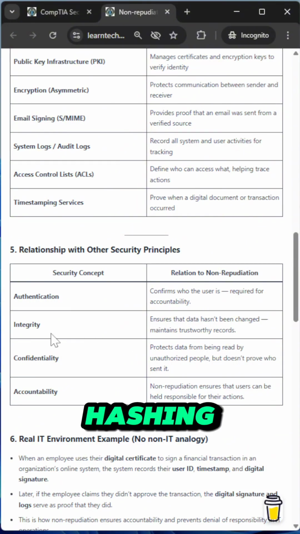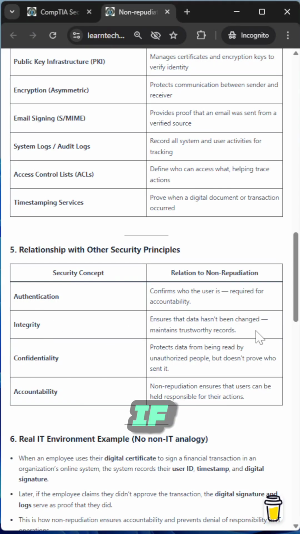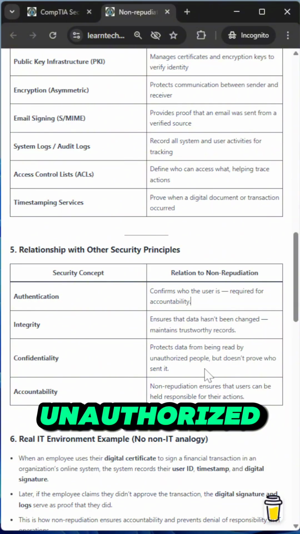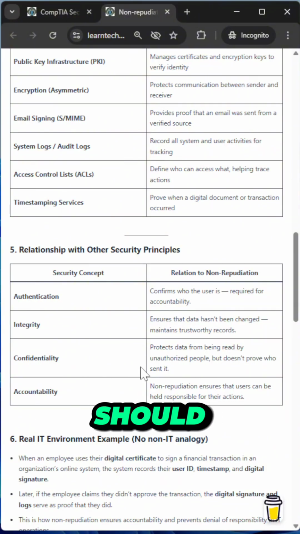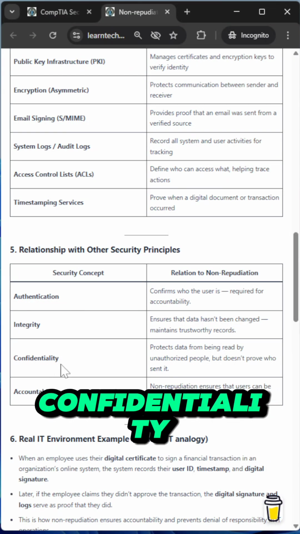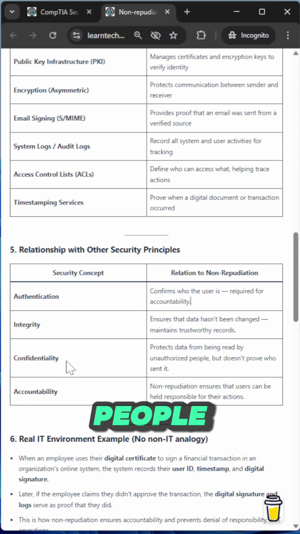Integrity uses hashing technology, which we will cover later on. It ensures that the data hasn't been changed. If the data has been changed, we can find out with the hash value, because there will be a different hash value. Confidentiality protects data from being read by unauthorized people. A system should not be accessible to other users, which is why we have authentication. Certain people should only have access to certain information, not everyone. So different security concepts are implemented in non-repudiation.